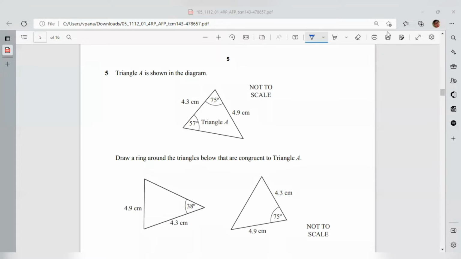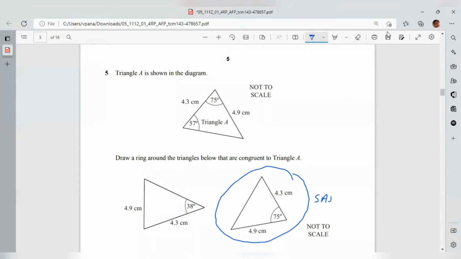Now you can see that this angle is 75, and this side is 4.3, this is 4.9. So if I compare, this side 4.3, then the angle between them is 75 degrees, and then 4.9. So this is the triangle which is congruent to the given triangle by side angle side, SAS.